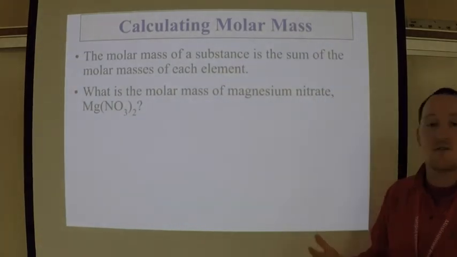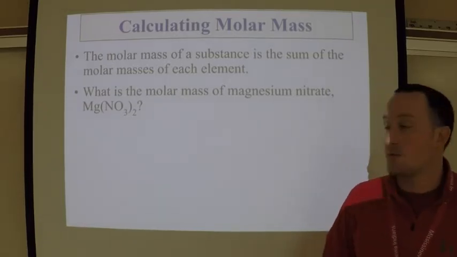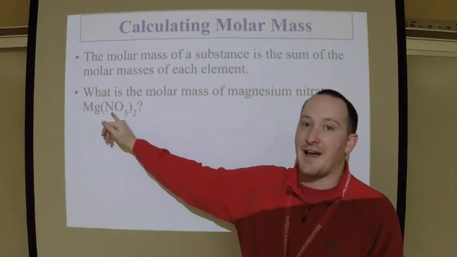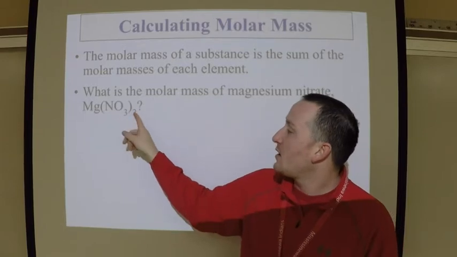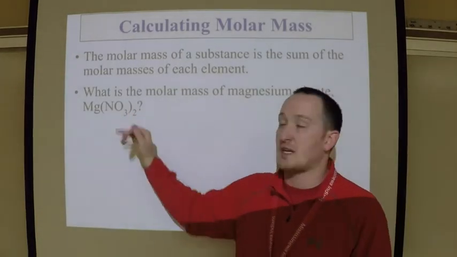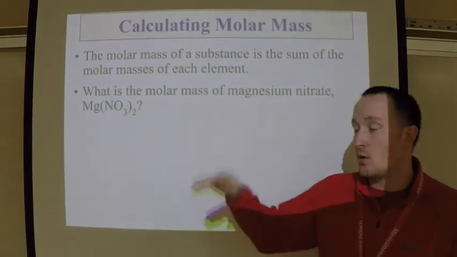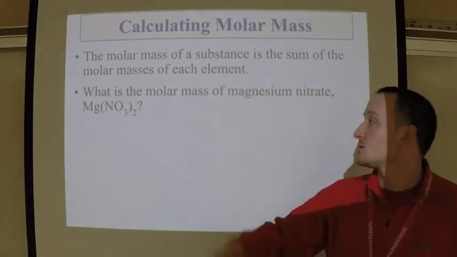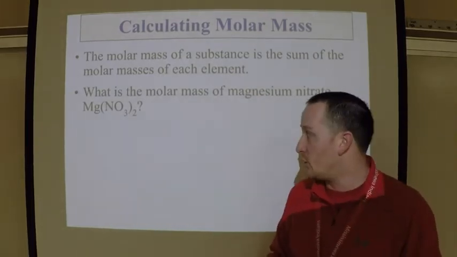If I had to find the molar mass of this substance, I have to find out how many of each element I have. Well, I've got 1 magnesium. You might say I have 1 nitrogen. I actually don't. I have 2 nitrogens here, because remember, this 2 on the outside means I multiply everything on the inside by 2. So I'd have 2 nitrogens and I'd have 6 oxygens. So you could calculate it that way. You could go, what's the mass of magnesium? What's the mass of 2 nitrogens? What's the mass of 6 oxygens? Add it all up.